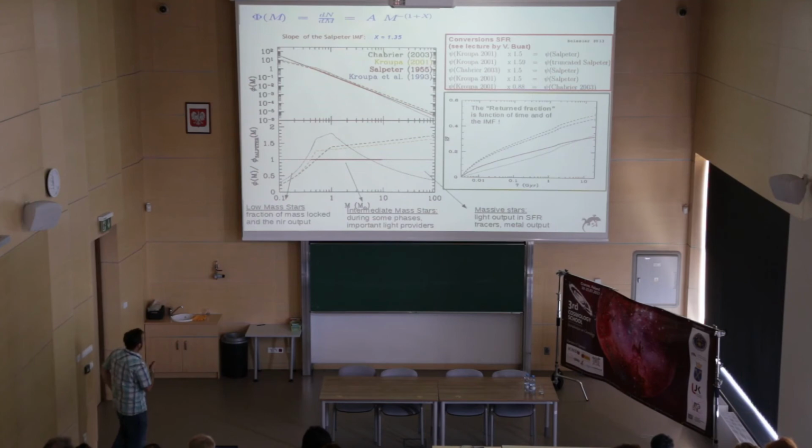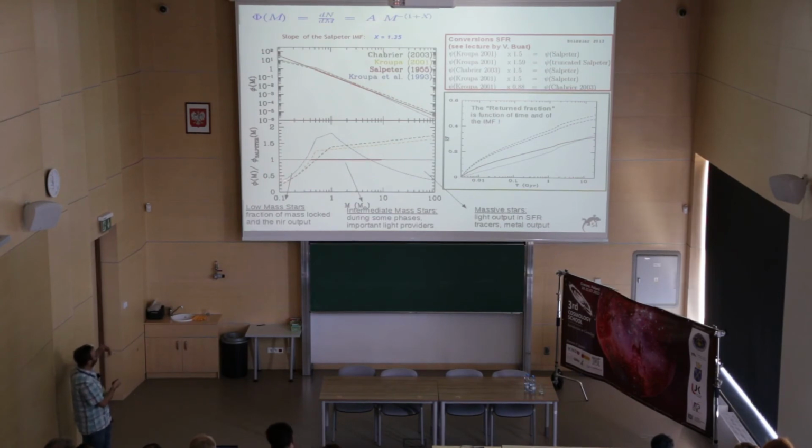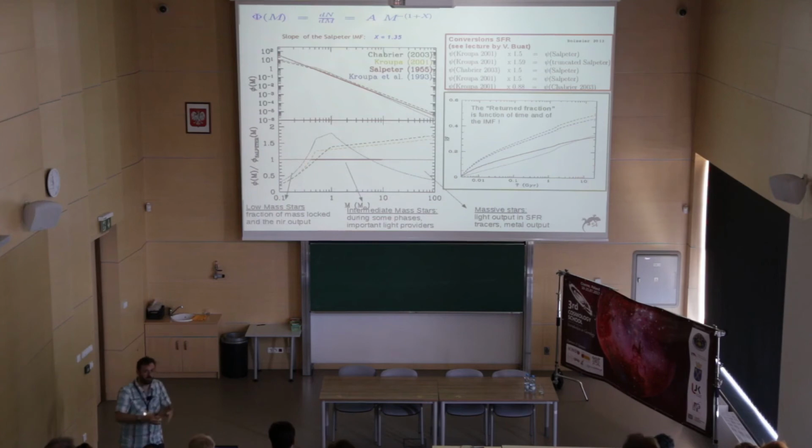So, first point, you can see differences. And these differences are going to be important because in the low mass range here, this is a fraction of stars which are just locked. They don't evolve, they have very long lifetime. So when you put mass in there, it will just stay there. It never comes back to the system. So it has an influence on the chemical evolution. And you can see there's some difference in this low mass range.